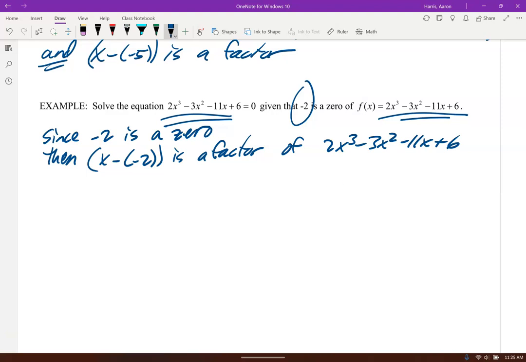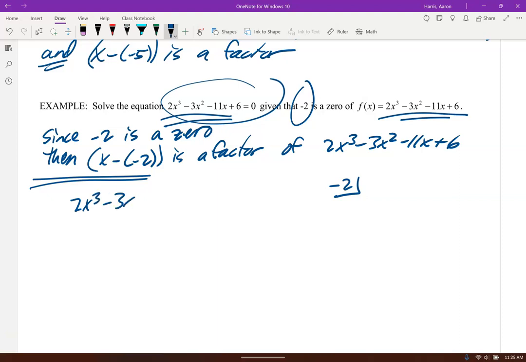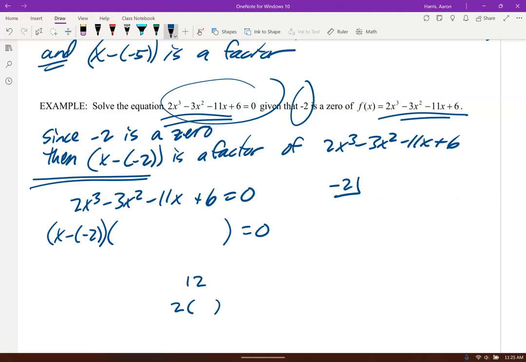Okay, so they're telling us -2 is a 0 of it, right? Because what we're trying to do is solve this equal to 0, we have to factor it. So let's write this down. They're telling us -2 is a 0, so x minus -2 must be a factor. Well, what's the rest of this then? Like if you were factoring 12 and you knew 2 was a factor of 12, you'd say, oh, I could do 12 divided by 2 gives me 6, right? So let's divide 2x cubed minus 3x squared minus 11x plus 6 by x minus -2.